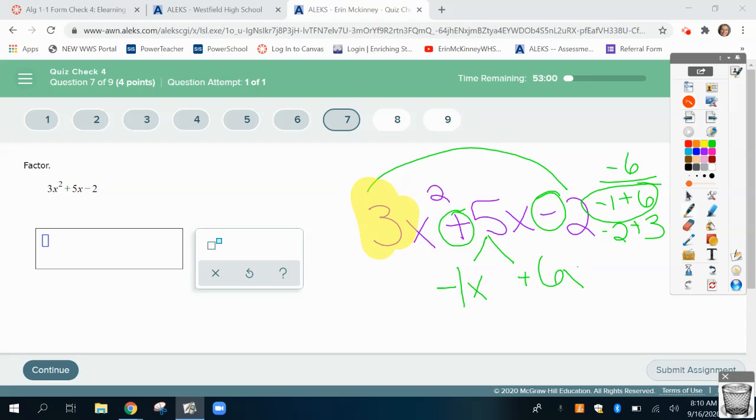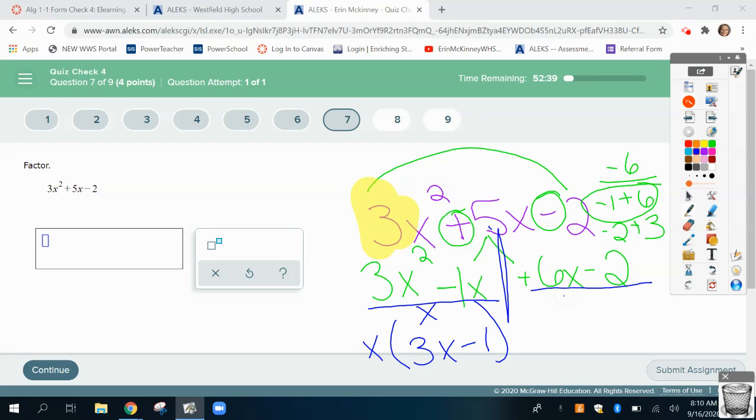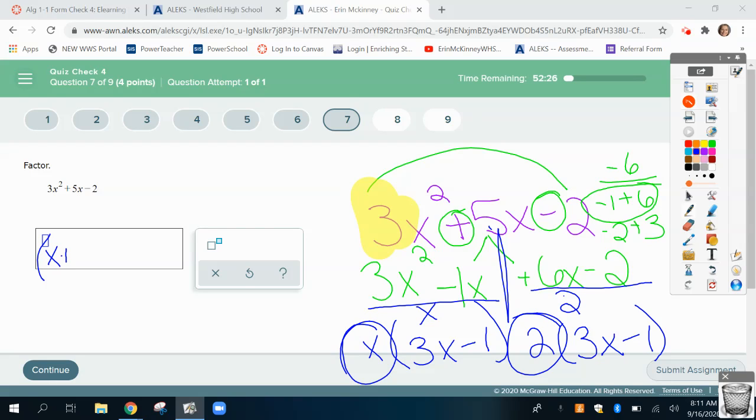These both get the X. We bring down the negative 2. We bring down the 3x squared. We're going to chop this in half then and start factoring by grouping. Over here we have a GCF of X. Over here we have a GCF of 2. Our 2 GCFs are going to go together, and then our common binomial is going to go together. So we'll have an X plus 2 and a 3X minus 1.